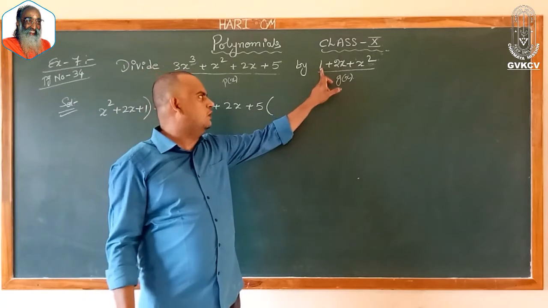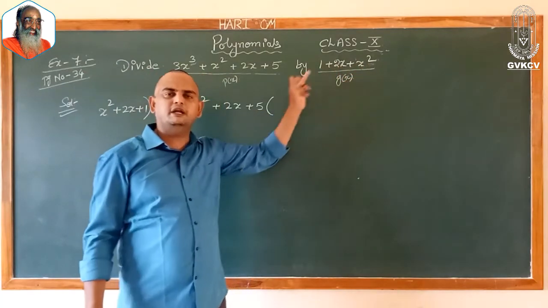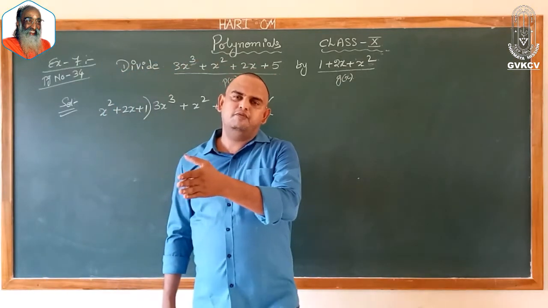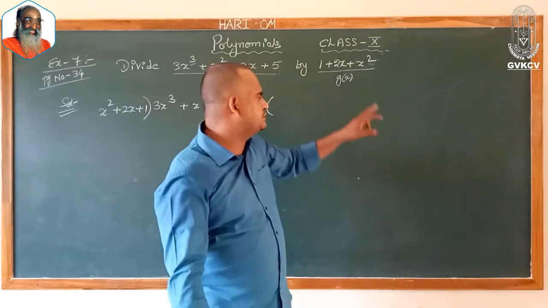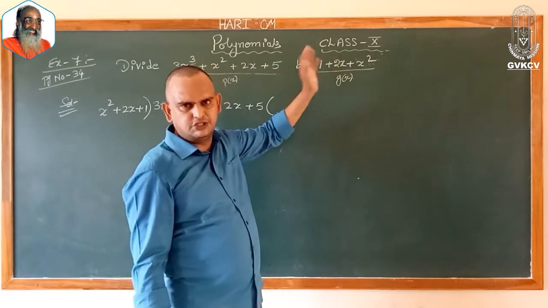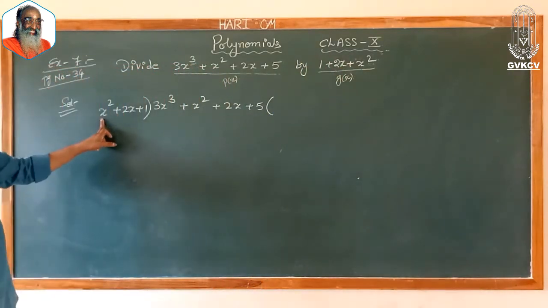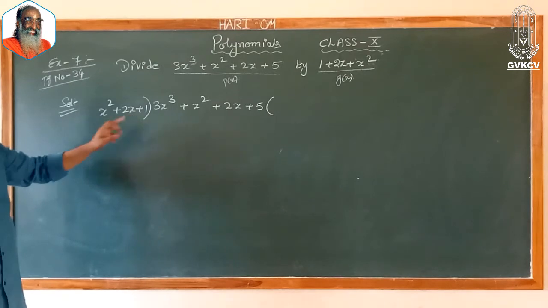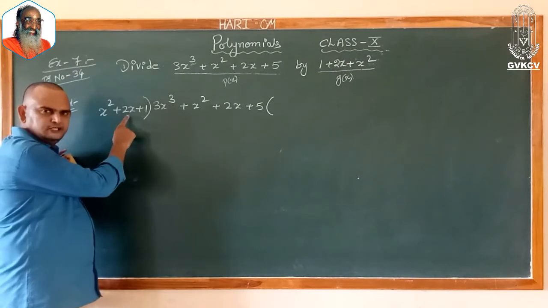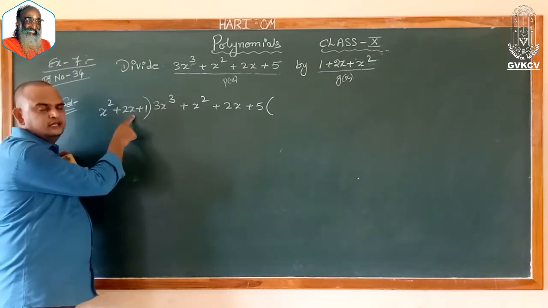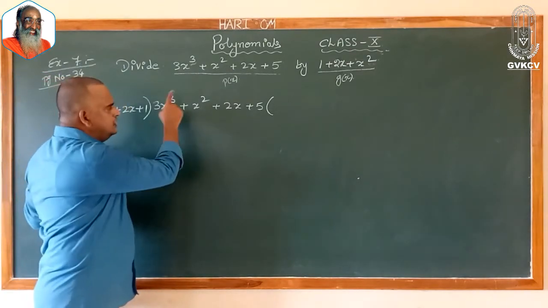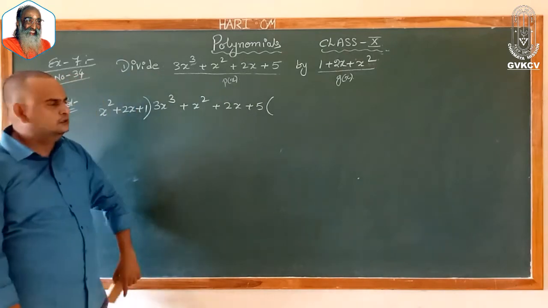Here it was given 1 plus 2x plus x squared. You have to write in descending order of the powers. Descending order of the power means big to small. So highest power, what is the highest power? 2. Next highest power? 1. Next 0. So x squared plus 2x plus 1. We are writing in descending order of the powers. Here also we have all descending order of the powers: 3, 2, 1, constant.